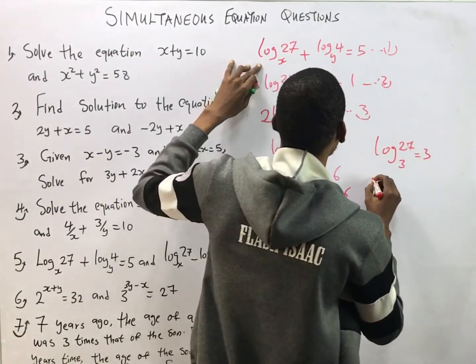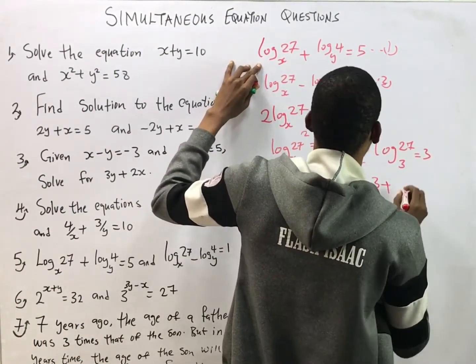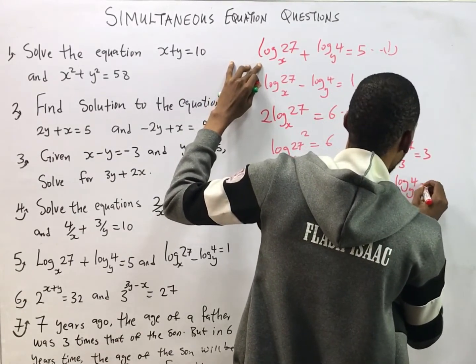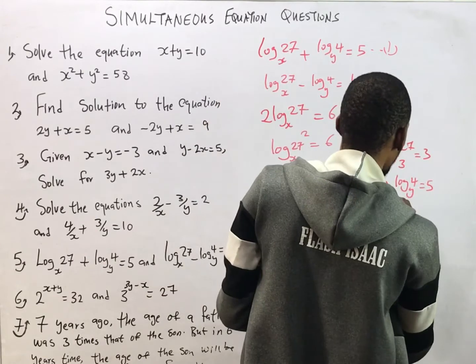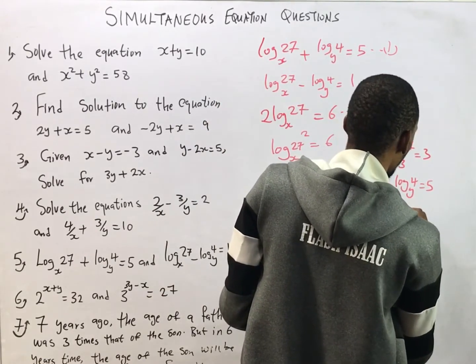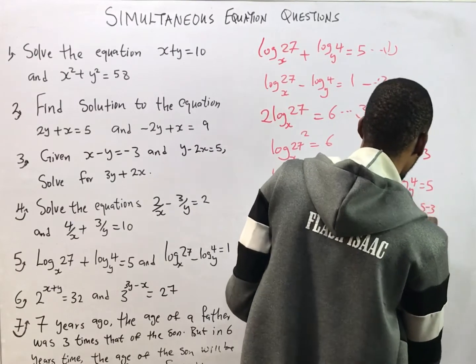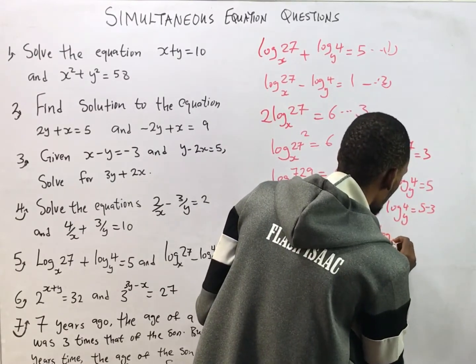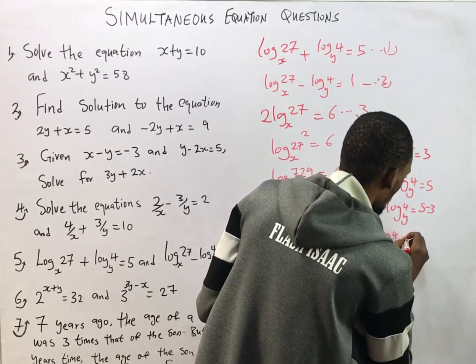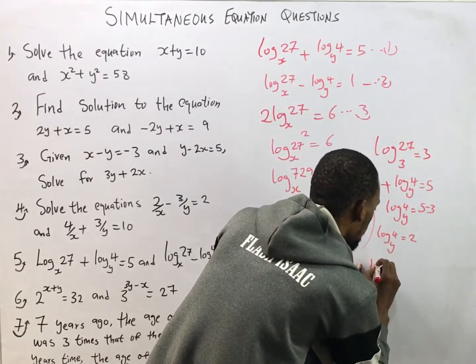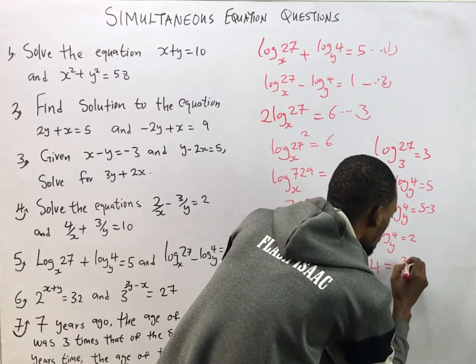So here is now 3 plus log 4 base y is equal to 5. This will give us log 4 base y is equal to 5 minus 3. This will give you log 4 base y is equal to 2. So this is the same thing as 4 is equal to y raised to the power of 2.